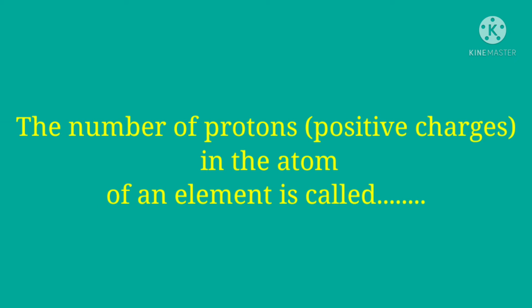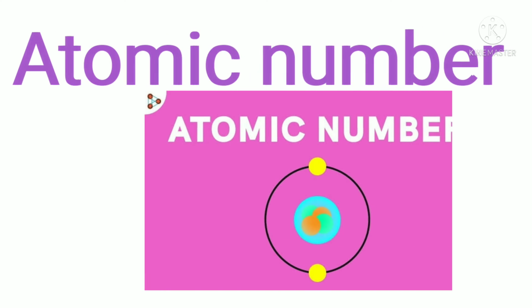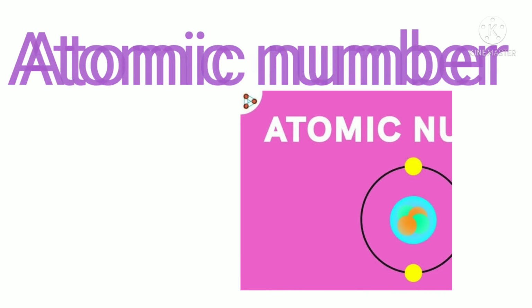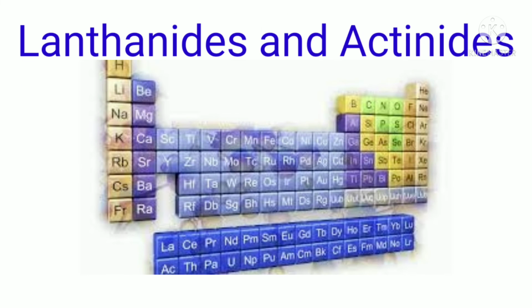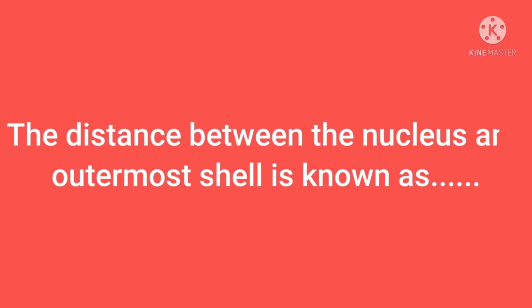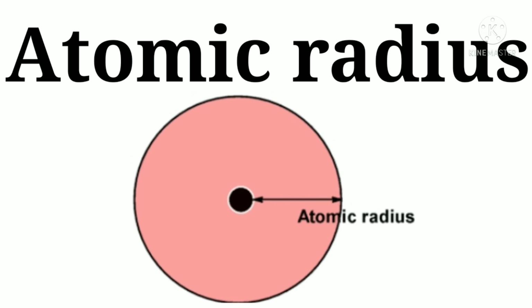The number of protons or positive charges in the atom of an element is called the dash of the element, atomic number of the element. The 4f and 5f elements are called lanthanides and actinides respectively. Answer is lanthanides, actinides. The distance between the nucleus and outermost shell is known as atomic radius.